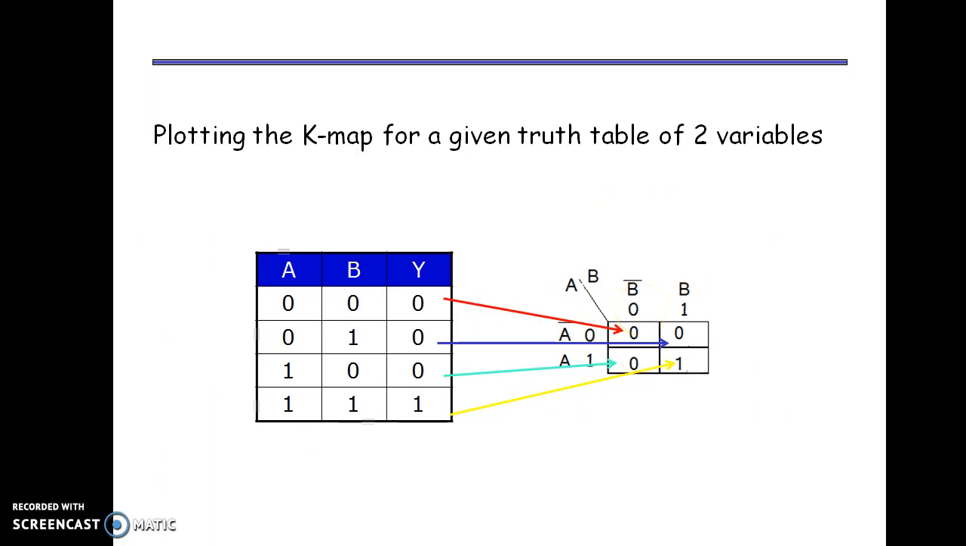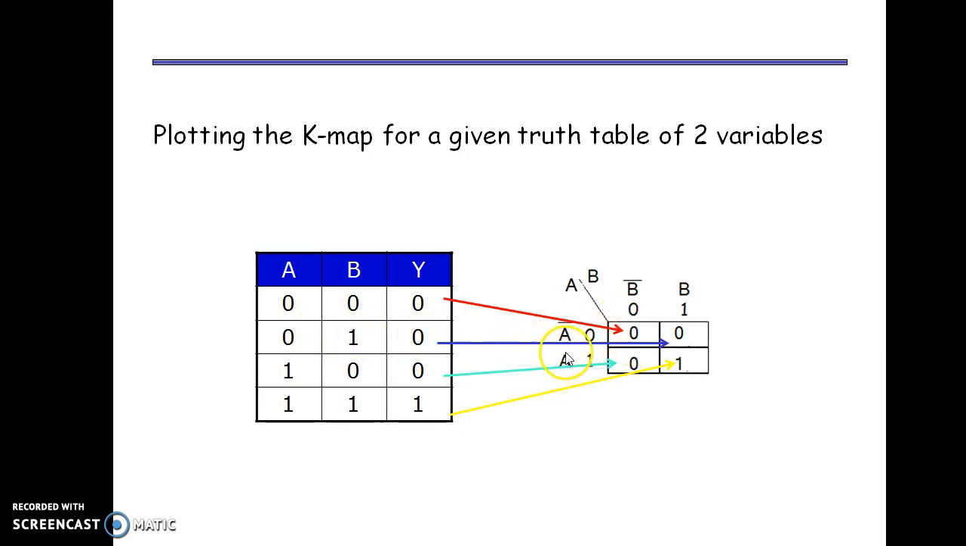Now how do we plot the K-map for a given truth table? The figure in the slide shows a truth table of 2 variables: 0 0, 0 1 and so on. How do we enter the value of the output in the K-map? For the input 0 0 the output is 0. We can see this output is going in the 0th box. So for inputs 0 0, the output is 0.